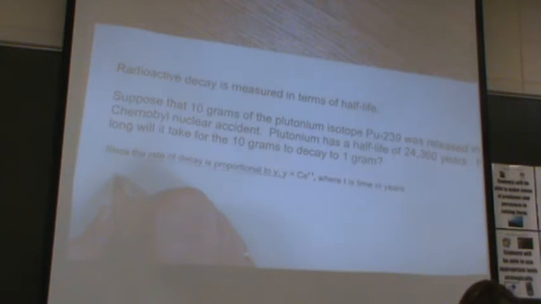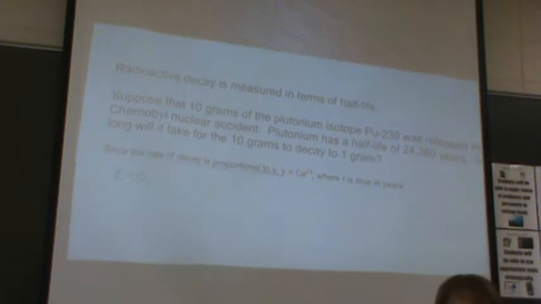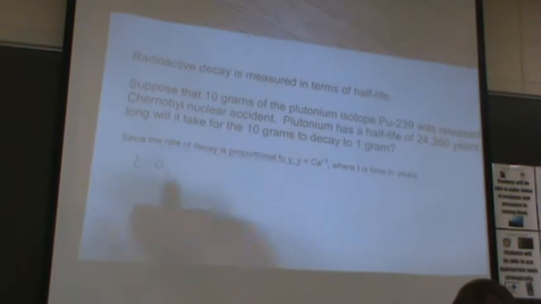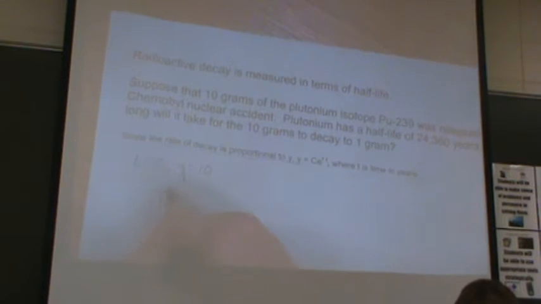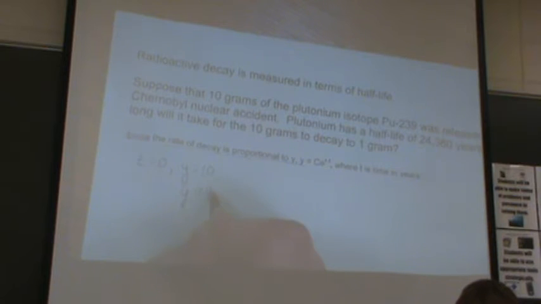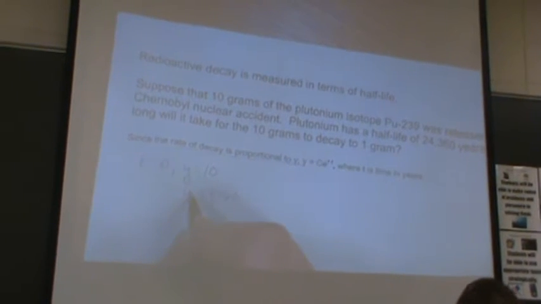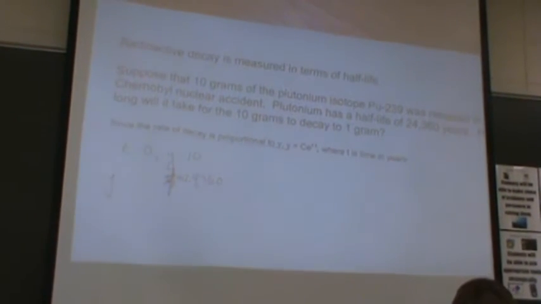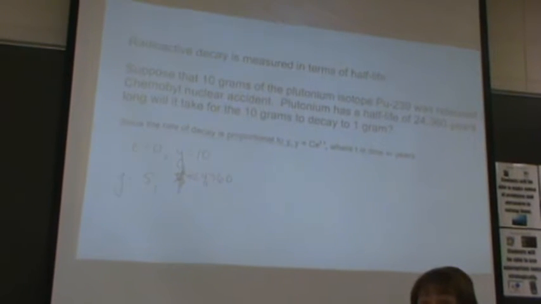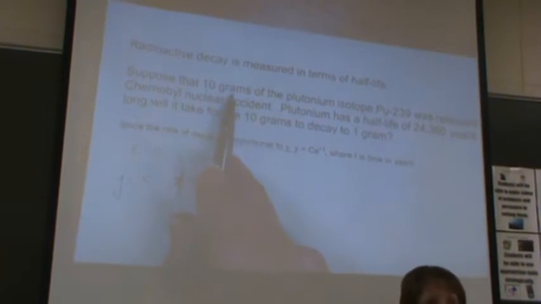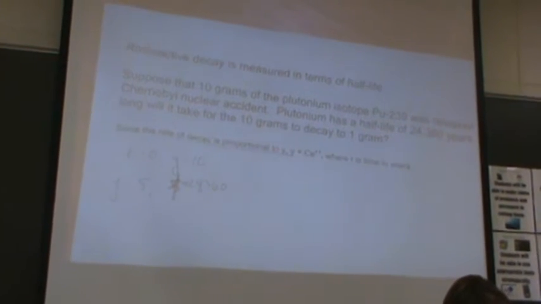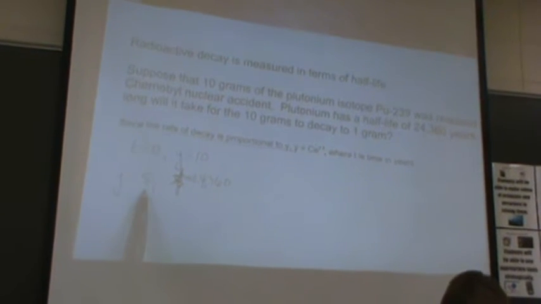24,360. True. And so what is happening when t equals 0? Nothing. When t is 0, how much stuff do we have? 10. Okay, now you said something about the 24,360. That's a t, right? Yeah. Okay. So when t is that number, what's the y? 5. Right, because it's a half-life. So we are looking for a half-life, when y is 5, we want to know what is the half amount going to be.